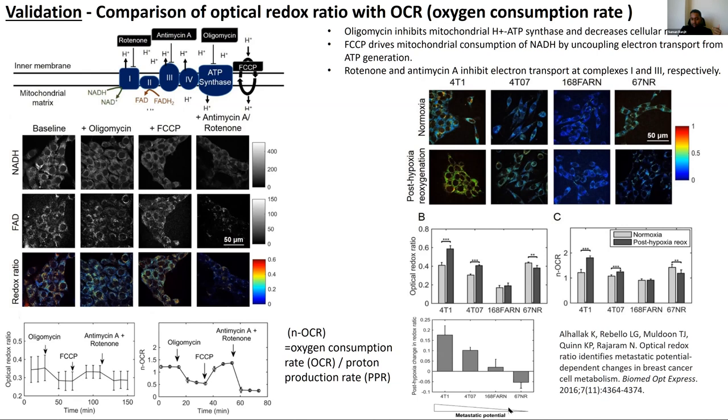And if you look at the metastatic potential, so you are looking at the post-hypoxia change in redox ratio, the percentage change versus metastatic potential, you see that the cells that are supposed to be highly metastatic are indeed highly metastatic.